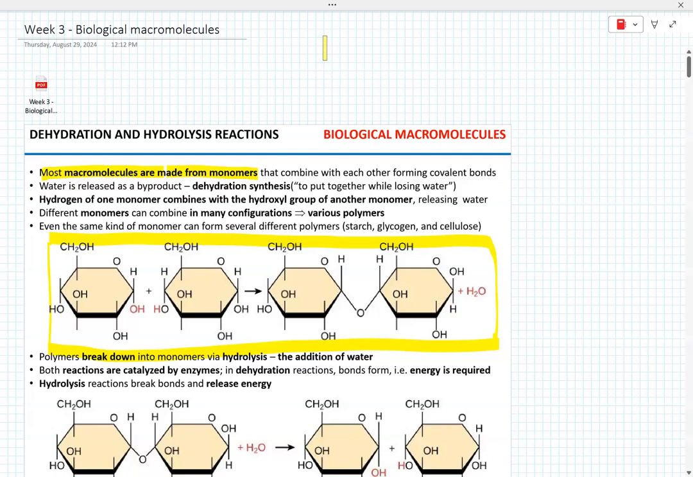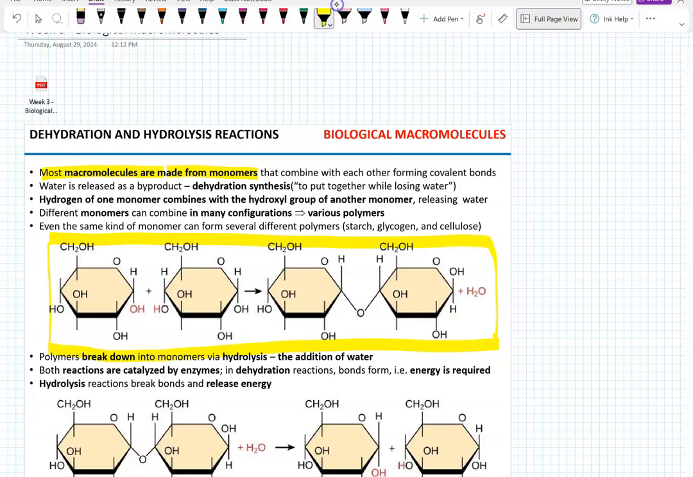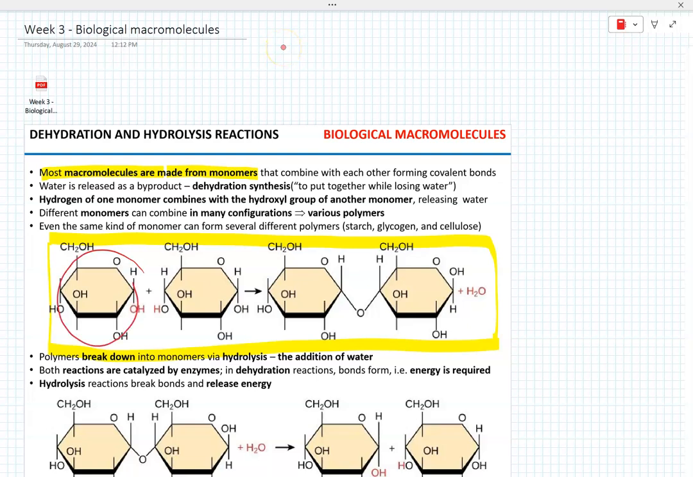In that process that you can see right here, two different monomers, this and this, are combined together, releasing water. This process is called dehydration synthesis. Hydrogen of one of the monomers combines with hydroxyl group of another monomer, and two hydrogens and oxygen form water.